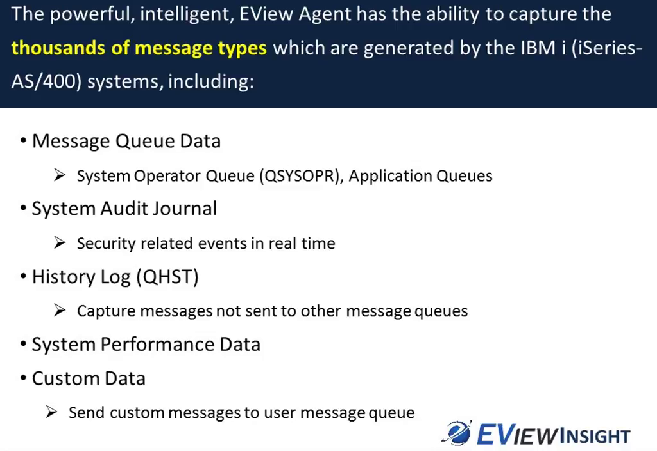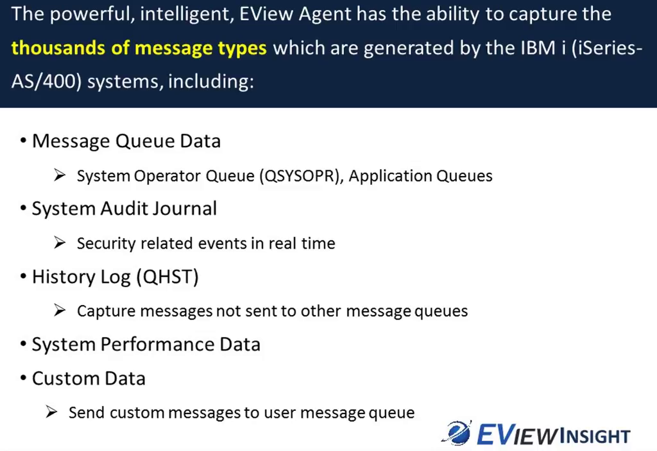The history log: there are some types of messages that don't go to any of the standard message queues but are written directly into the history log. So our agent can be configured to monitor the history log and capture these types of messages that do not go to other message queues.